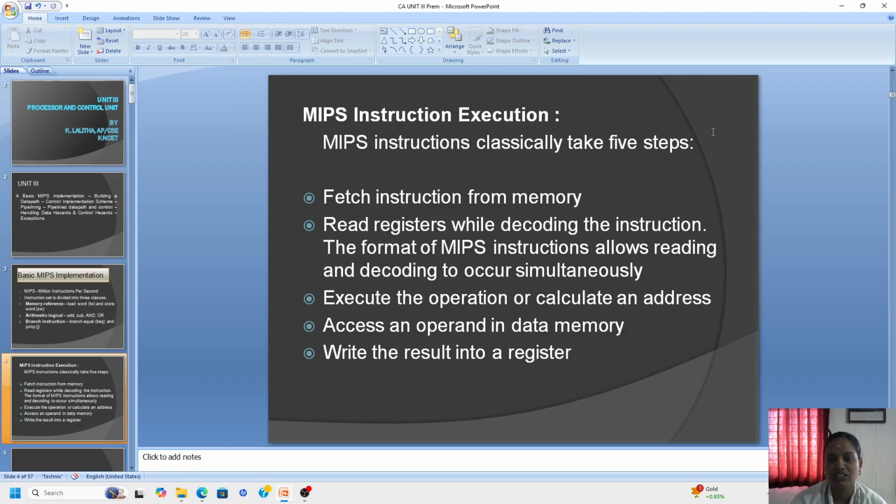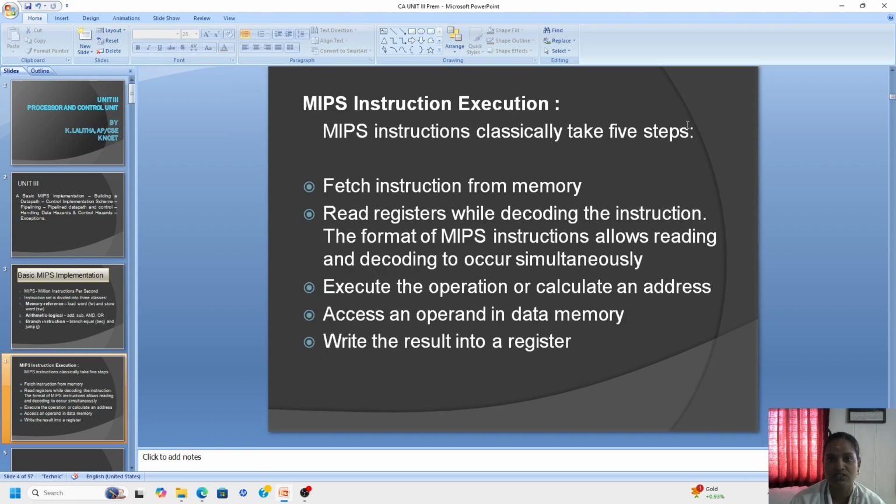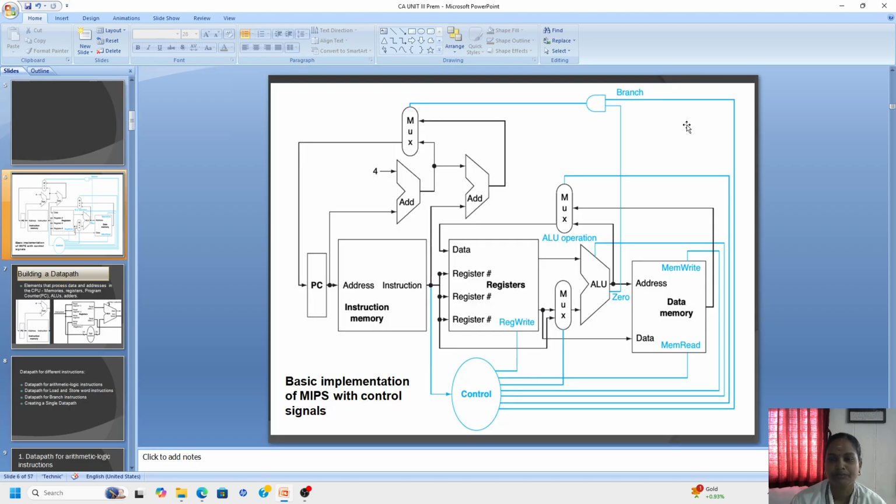After fetching of the instruction, it goes to the execution phase. Finally, it performs a calculation and the results are stored into the registers. So this is the MIPS architecture implementation.